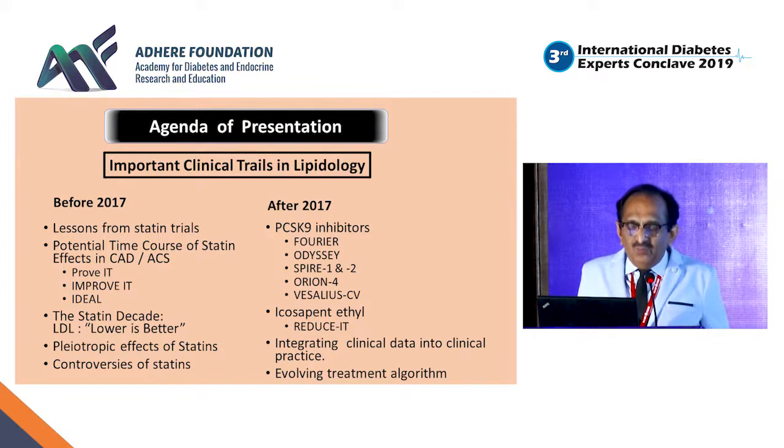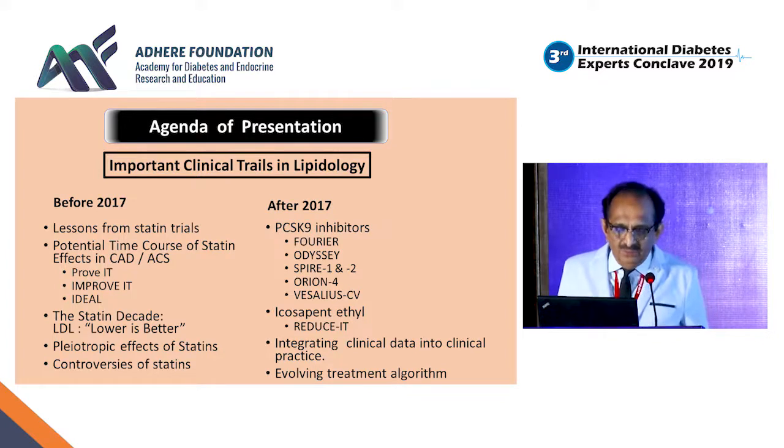So, what happened before 2017? There were a number of trials: lessons from statin trials, the potential time course of statin effect in coronary artery disease and ACS. Lower is the better with LDL, that is the statin decade. Pleiotropic effects of statin that we have learned over a period of time before 2017, and there were many controversies with statin. I'll just dwell upon them.